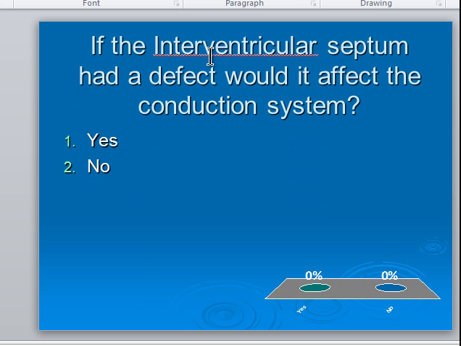So if the interventricular septum had a defect, would it affect the conduction system? Yes, because then it would involve the bundle of His, which is part of the conducting system. So really important to know that. So these are some of the questions that I would have asked in class.